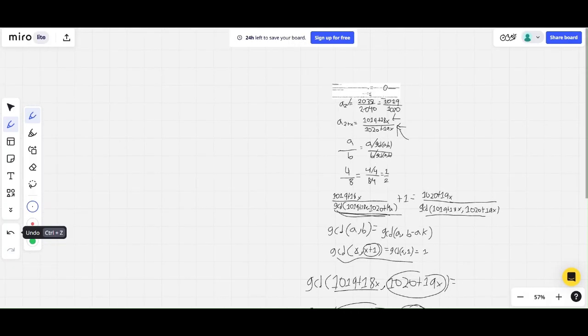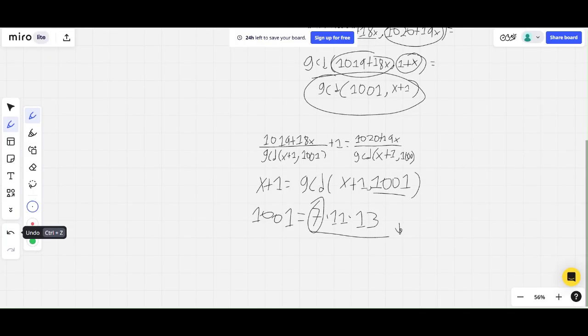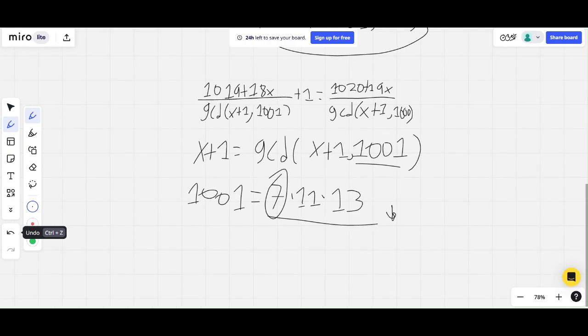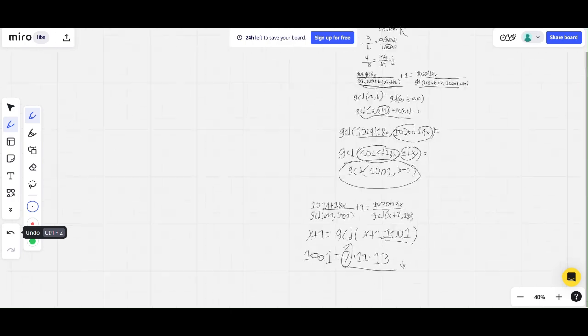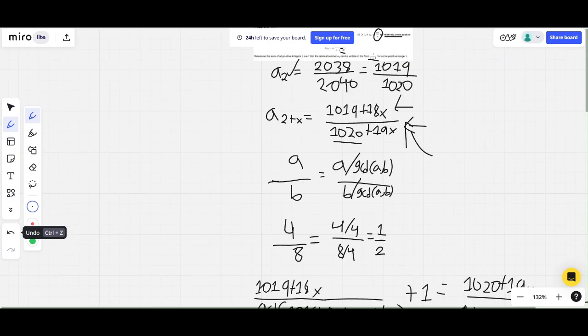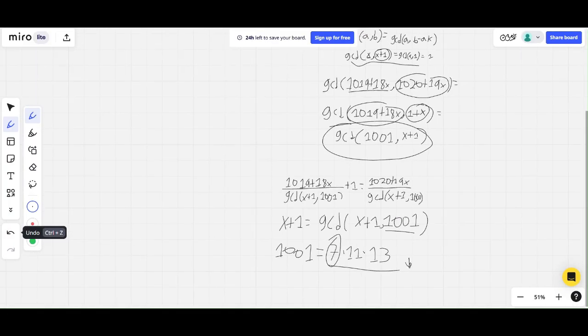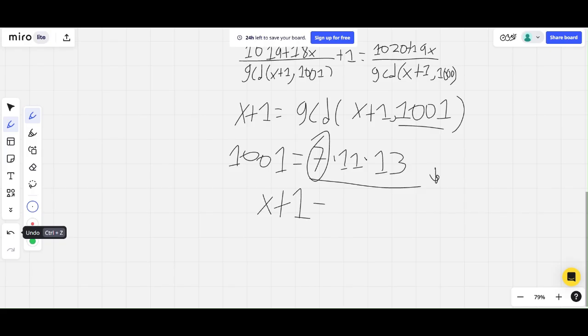So this equation is going to sort of veer off track, because once we get to x equals 6, our equation becomes simplifiable, and then we have to use a new equation, because now we're working with two completely different numbers. 1019 and 1020 will be replaced with some other numbers in our new simplified fraction. So x plus 1 must be equal to 7, because we can't have anything more than 7. So if x plus 1 equals 7, then x equals 6.